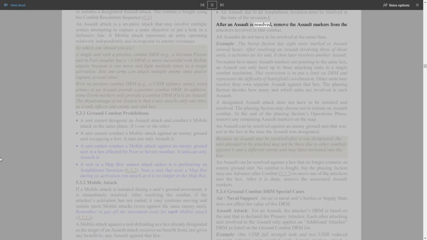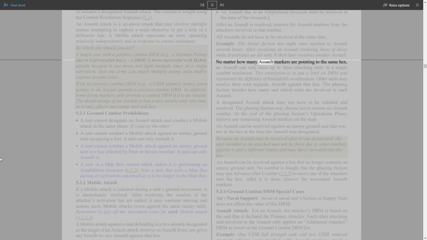After an assault is resolved, remove the assault markers from the attackers involved in that combat. All assaults do not have to be resolved at the same time. Example, the Soviet faction has 8 units marked to assault several hexes. After resolving an assault involving 3 of those units, it activates an air unit. It then later resolves another assault.